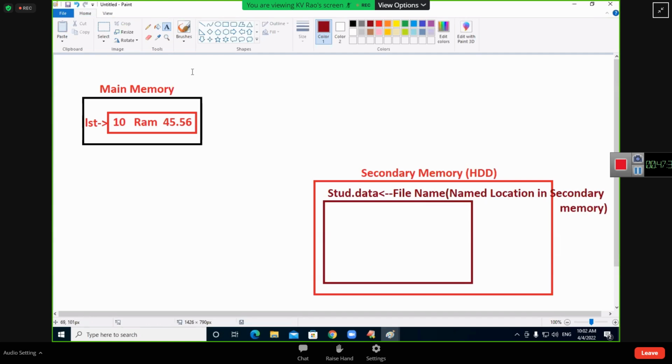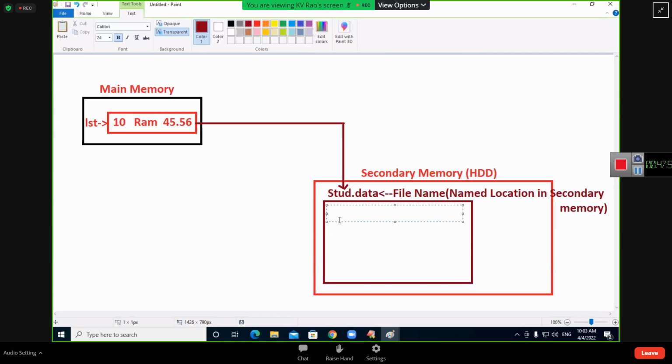Yes. Now today I'm going to keep this data in which memory? Secondary memory. In the form of what? File. In that file, the data will be available. So here how will the data be available? 10. Next is called ROM.